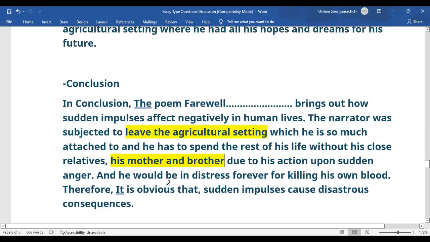And he would be in distress forever for killing his own blood. That is another worse consequence, because he cannot forgive his heart. Though he is leaving this place, he can never forget this pain, because he has killed his own blood out of sudden anger, out of sudden impulse, not because he had a long-term wrath or he had planned to take revenge from the brother. It was sudden impulse. So the final line I have written, therefore, it is obvious that sudden impulses cause disastrous consequences.